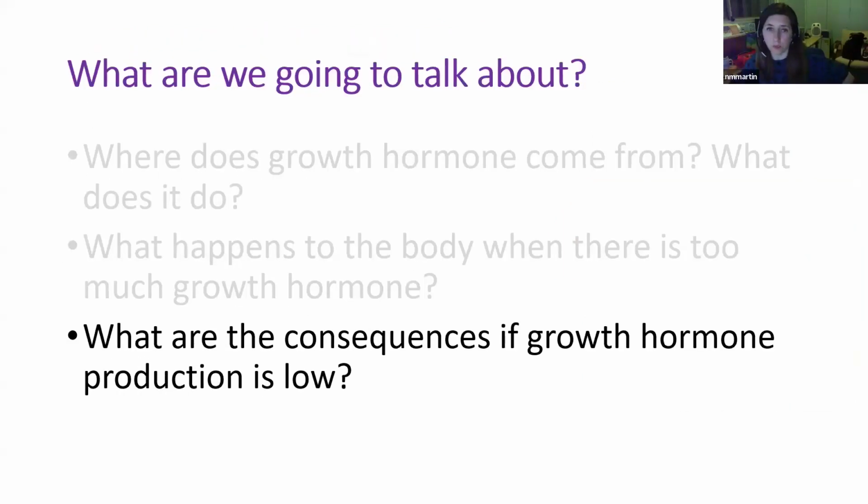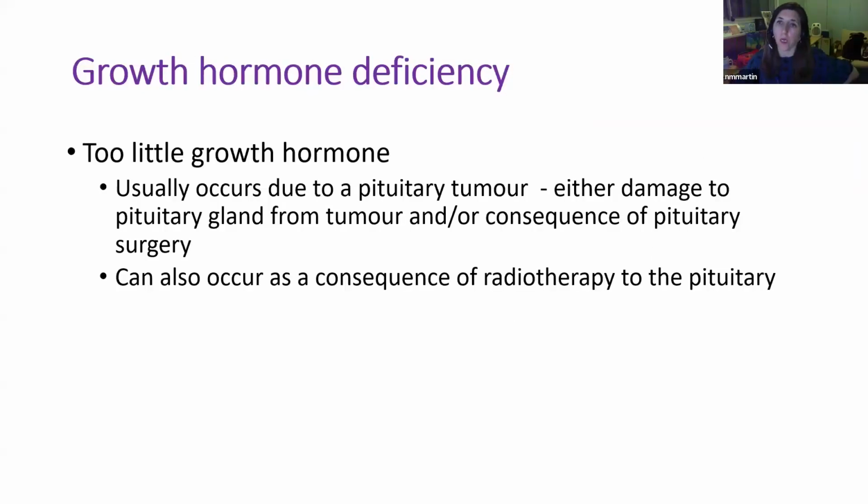So my final bit of the talk is to talk about the consequences of growth hormone being low in the body. So we've talked a lot about what happens if it's too high, what happens if it's too low. So usually that's going to happen because of a pituitary tumor problem. So either the tumor, a pituitary tumor has damaged the pituitary gland and it can't make growth hormone anymore. Maybe because of surgery to the pituitary tumor, you can't make growth hormone anymore. Sometimes if you've had radiotherapy to the pituitary gland, you can't make growth hormone anymore.